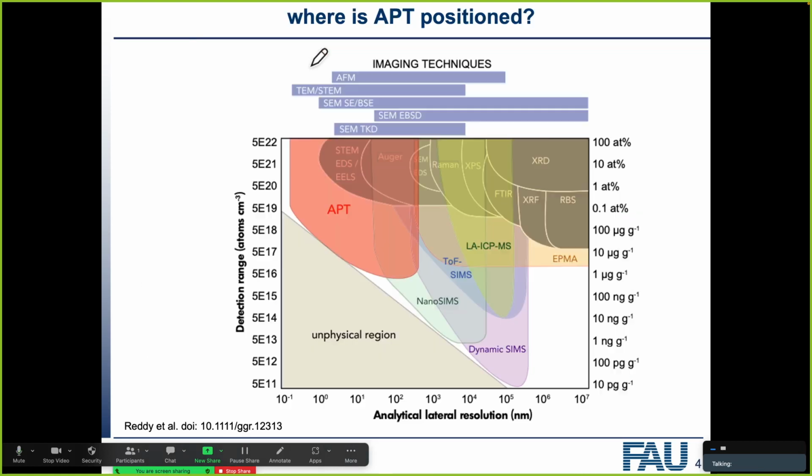Okay, so where is atom probe tomography positioned? The important thing about atom probe tomography is really that we're working at a very high spatial resolution at the nanometer scale, and we work with very good detection sensitivity. Because remember, we are removing individual atoms, so we are counting atoms. As a result, the method is inherently quantitative.